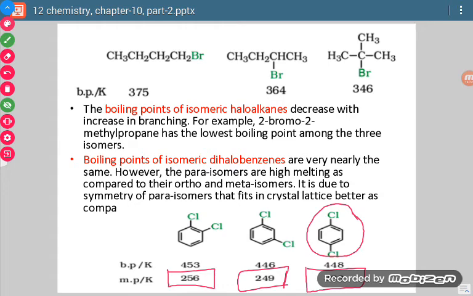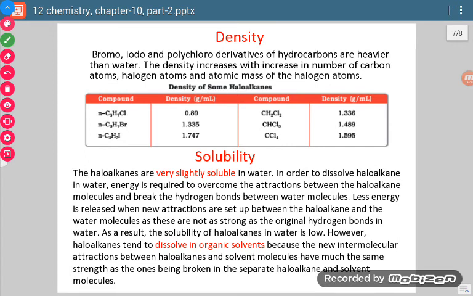Okay, now let us discuss the next properties. The next property is density. Now see, density is mass over volume. Now bromo, iodo and polychloro derivatives of hydrocarbons are heavier than water. Okay, as when we compare these, then they will be heavier than water.